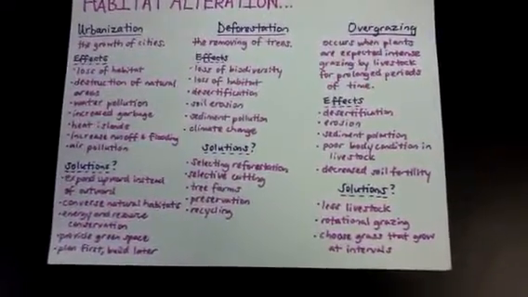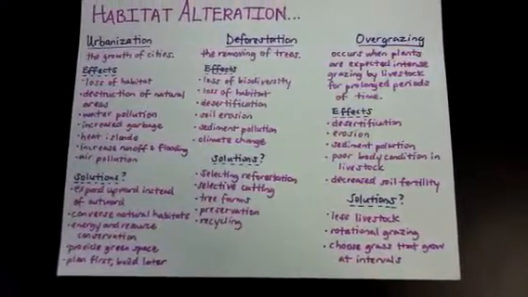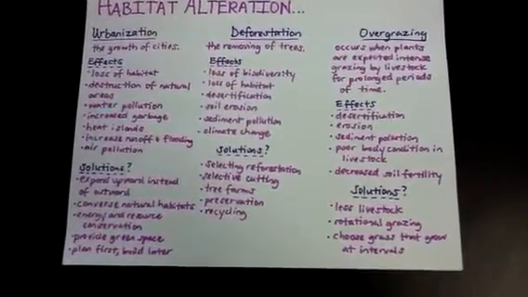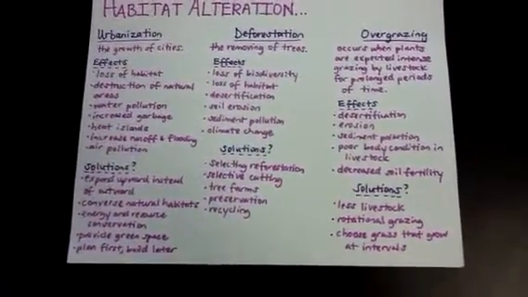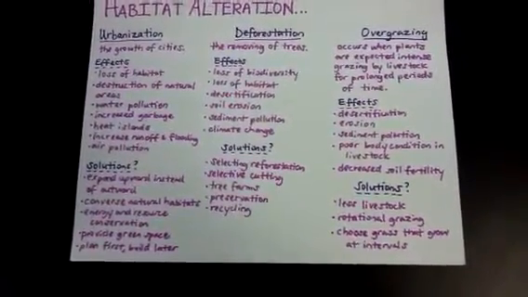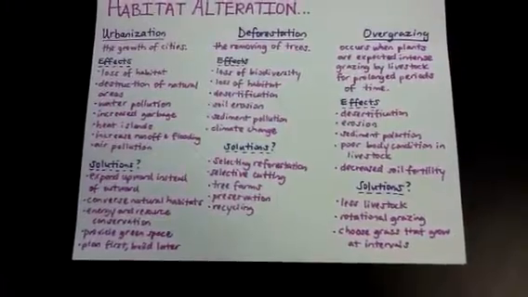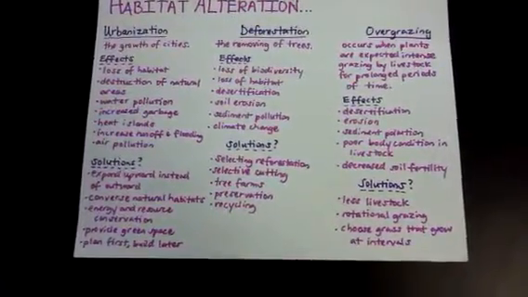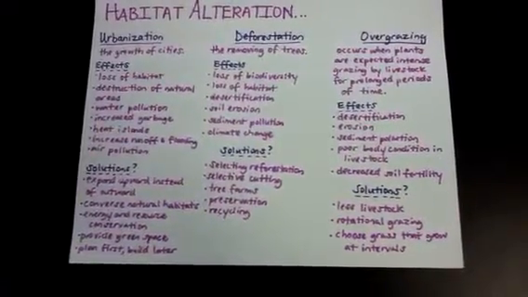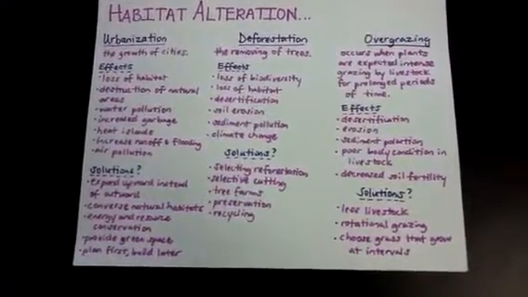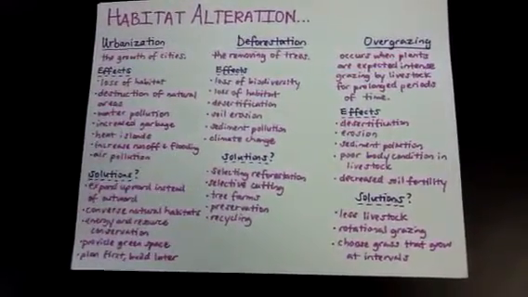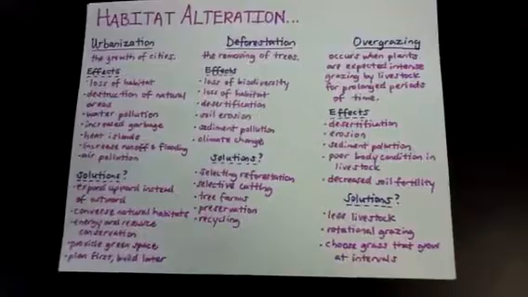Then overgrazing occurs when plants are exposed to intense grazing by livestock for prolonged periods of time. So you're thinking about organisms like cows that eat grass. Effects include desertification, erosion, sediment pollution, poor body condition in livestock, decreased soil fertility, and some solutions include having less livestock, rotational grazing, and then choose grass that grows at intervals so that as certain grass is being consumed, the other grass can have the time to grow.